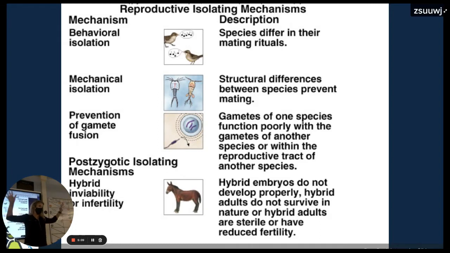Dance and jump, right? That's what he did. Did he ultimately end up getting eaten? Yes. But did he pass on his DNA? Yes. So is he still fit? Yes. Okay. Mechanical isolation, your parts do not fit together.